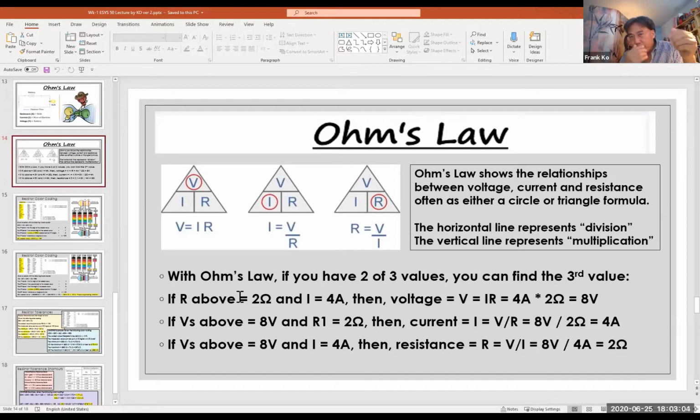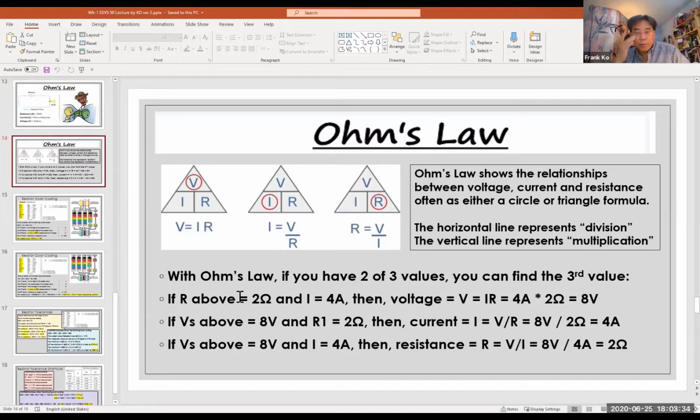In the second line, if your voltage source is given as 8 volts and your R1 is given as 2 ohms, you are now asked to calculate for I. As you look at the triangles, the middle triangle and the formula right underneath it gives you the formula for I. I would be equal to V divided by R. The V in this case is 8 volts, divided by the R of 2 ohms. So 8 divided by 2 gives you how many amps? 4 amps.